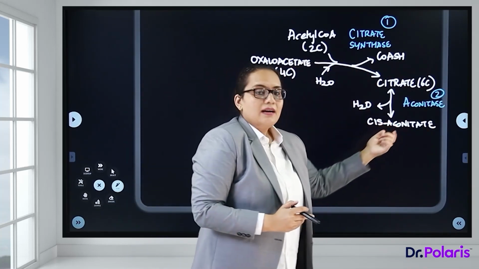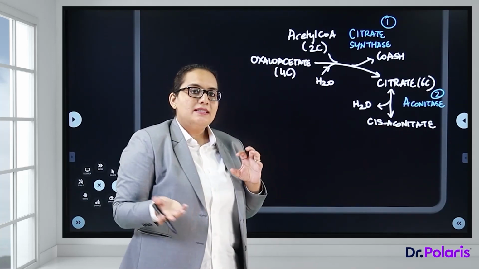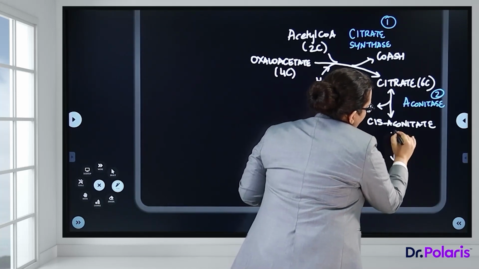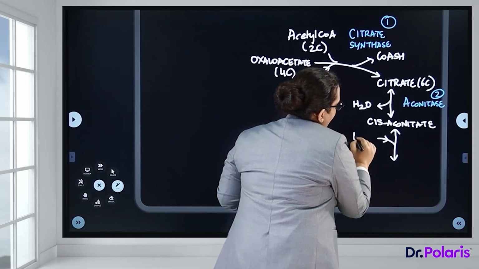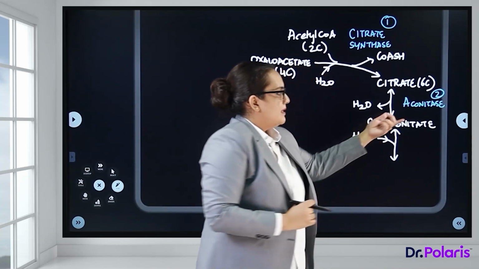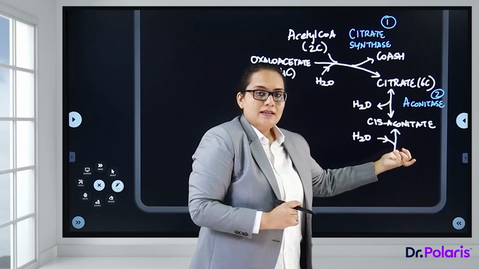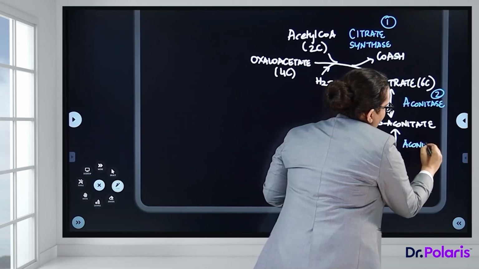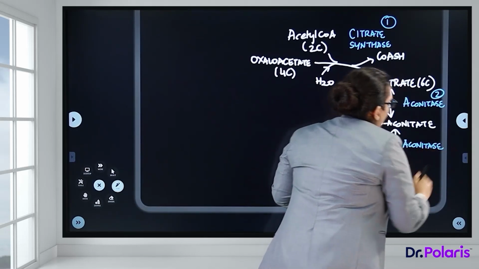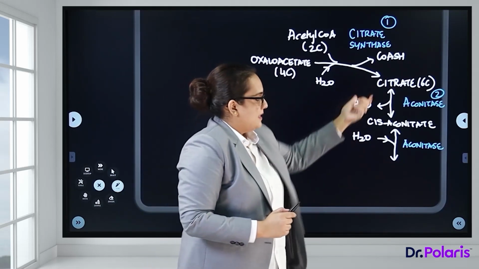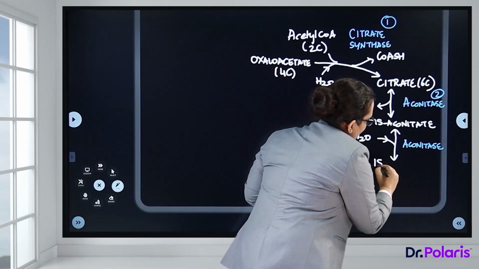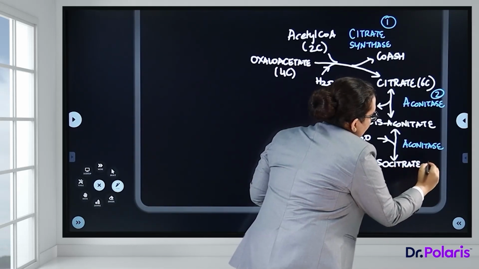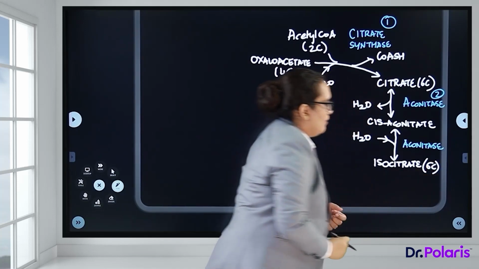Now cis-aconitate undergoes another reversible reaction where water is added once again, or hydration occurs. So again, this is a reversible reaction where a water molecule is added to cis-aconitate, and the same enzyme which catalyzed the previous step will catalyze the next step as well. So we have aconitase again over here. And you get an isomeric form of citrate as a product which is known as isocitrate. Isocitrate is a 6-carbon containing product.